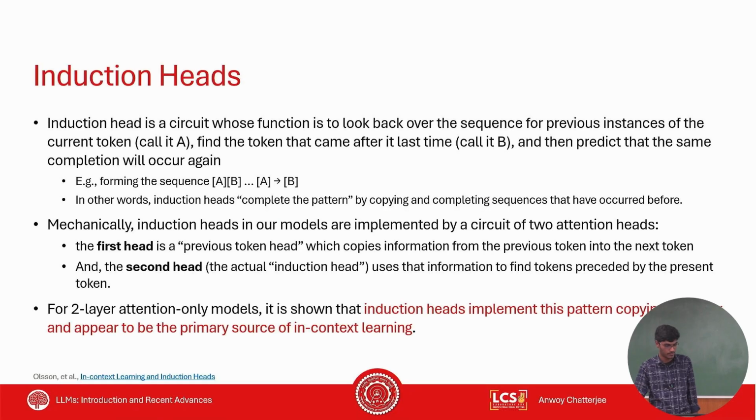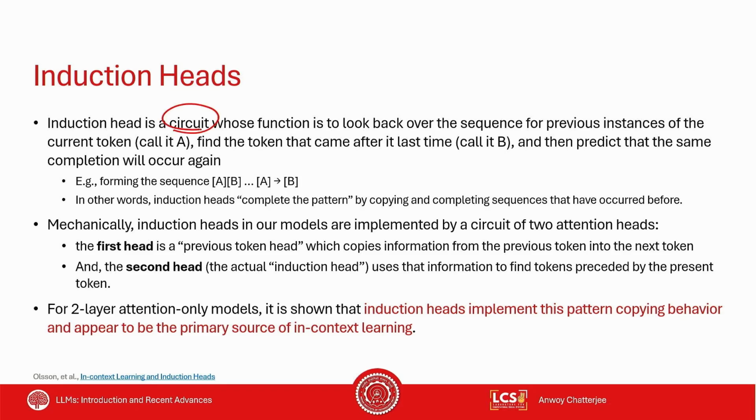One is induction heads. This induction head is said to be one of the primary sources of in-context learning. What is an induction head? It is basically a circuit, and it consists of two heads. The first head attends to the previous token. Suppose you have a sequence A, B, dot, A. The input is A, B, A, and you have to predict the next token.